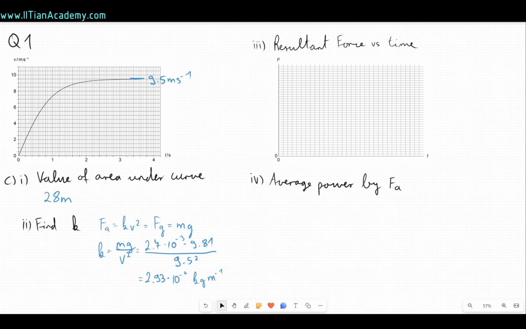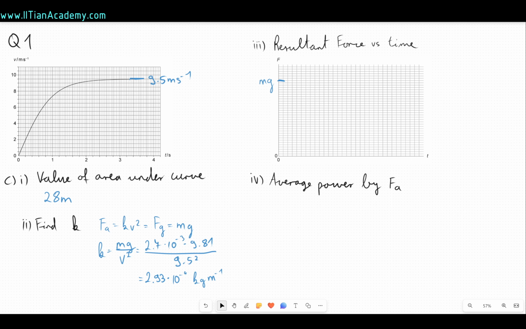And then in part 3, we're asked to sketch on this axis the variation of the magnitude of the resultant force against time. We don't need to include any numbers. For 1 mark we need to get the general shape of the graph correct. At the start it is going to start off at some value that is mg, as at the start we have no air resistive force, because we have 0 speed, so kv squared is 0. We just have mg.